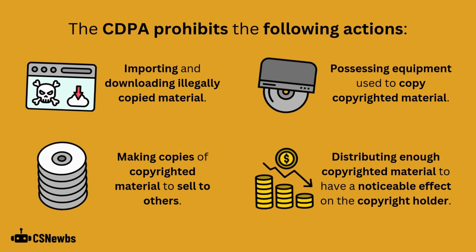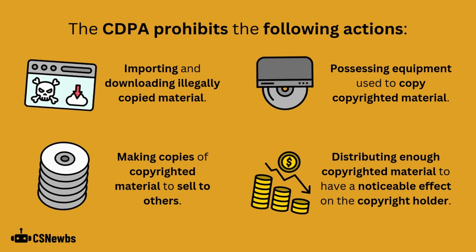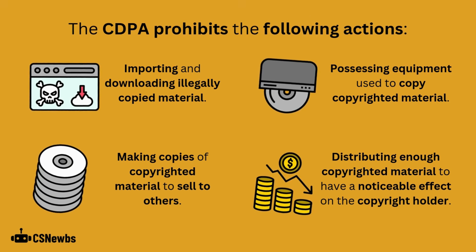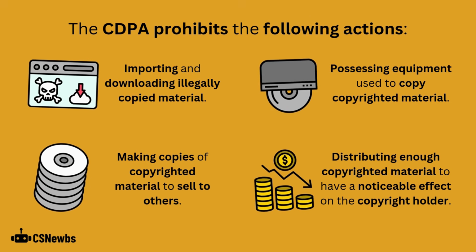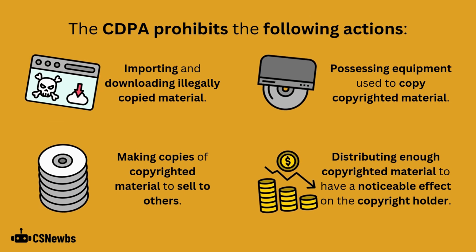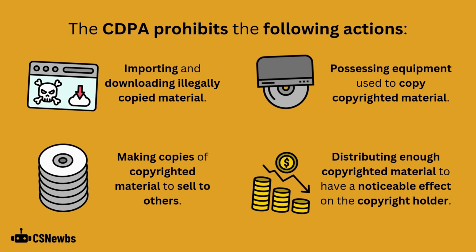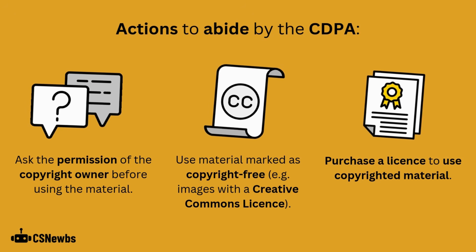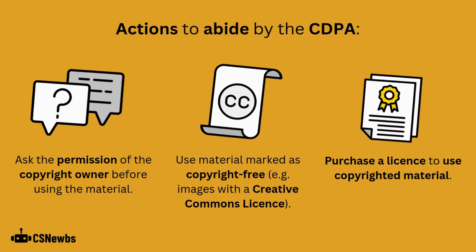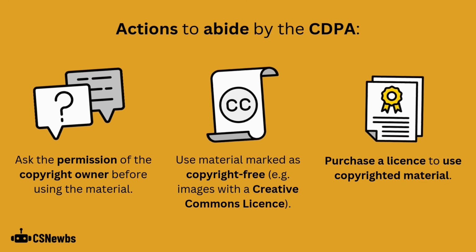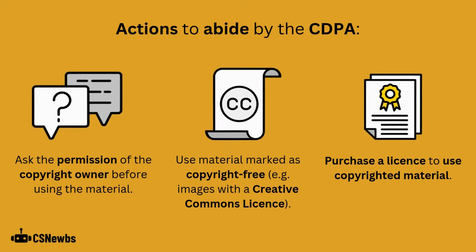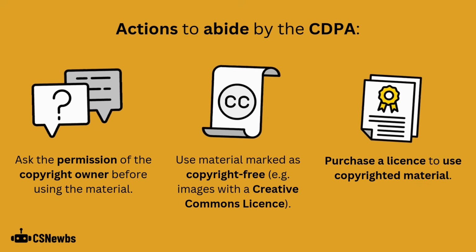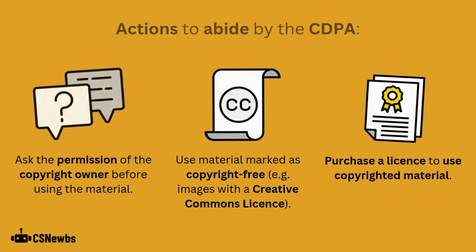The Copyright Designs and Patents Act prohibits these actions: importing and downloading illegally copied material, possessing equipment used to copy copyrighted material, making copies of copyrighted material to sell to others, distributing enough copyrighted material to have a noticeable effect on the copyright holder. Some of the actions that you can take to abide by the Copyright Designs and Patents Act are asking the permission of the copyright owner before using the material, using material marked as copyright-free, for example with a Creative Commons license, and finally purchasing a license to use the copyrighted material.